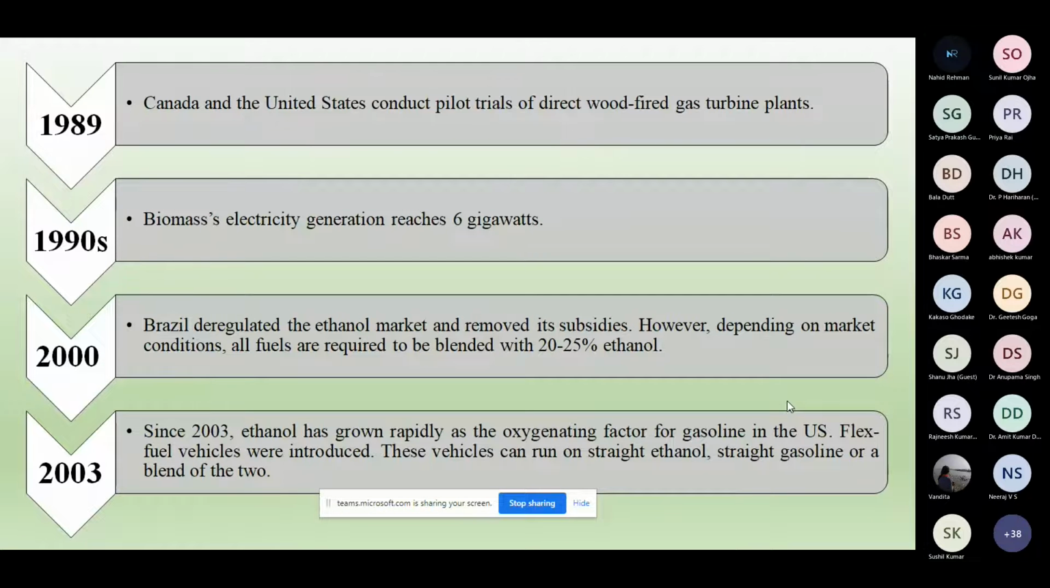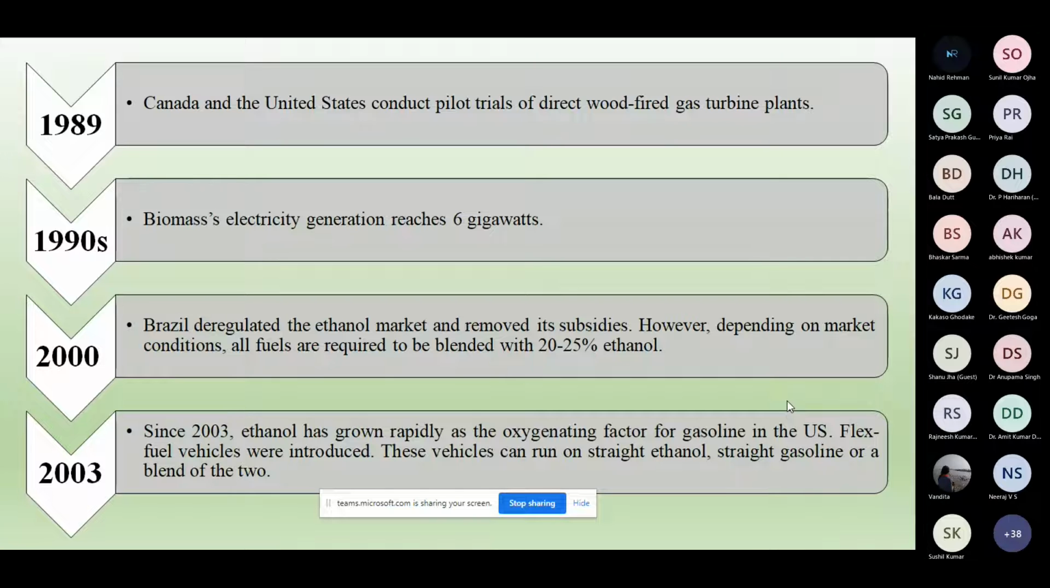Because by the time carbon was too much in the atmosphere, it was realized quite early in developed countries. So in 1989, Canada and the US conducted pilot trials of direct wood-fired gas turbine plants. In the 90s, biomass electricity generation produced 6 gigawatts using the biomass.